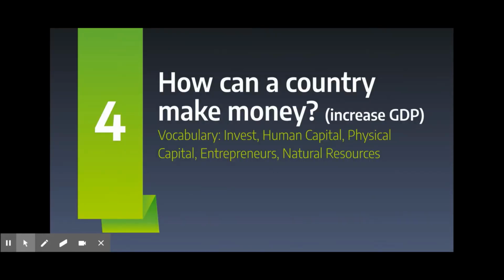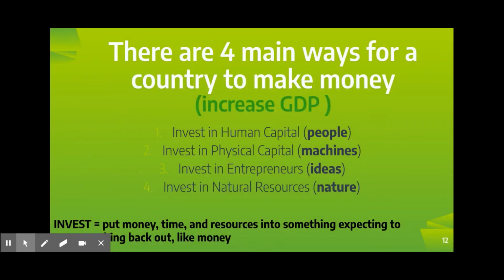Section 4. How can a country make money or increase their GDP? Vocabulary. Invest, human capital, physical capital, entrepreneurs, natural resources. There are 4 main ways for a country to make money or increase their GDP. They can invest in human capital, which is their people. They can invest in physical capital, which is machines. They can invest in entrepreneurs, ideas, or invest in natural resources, nature.